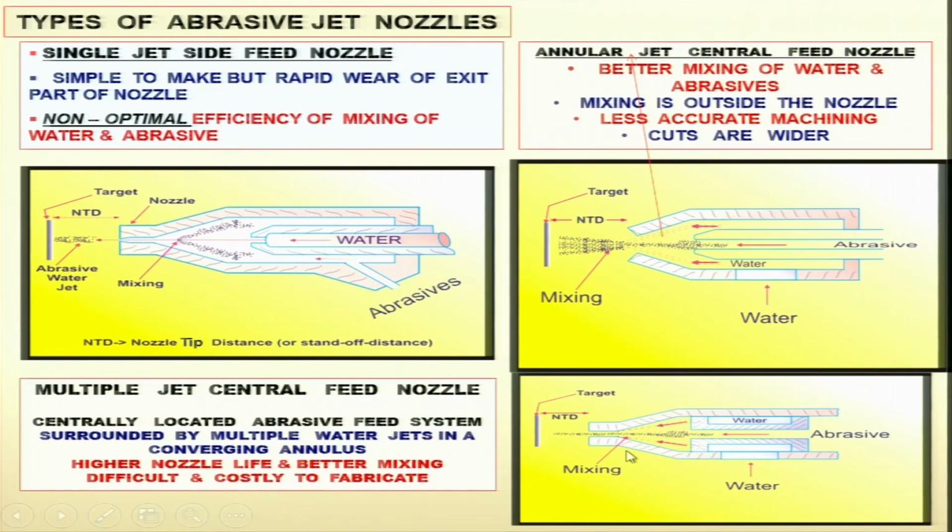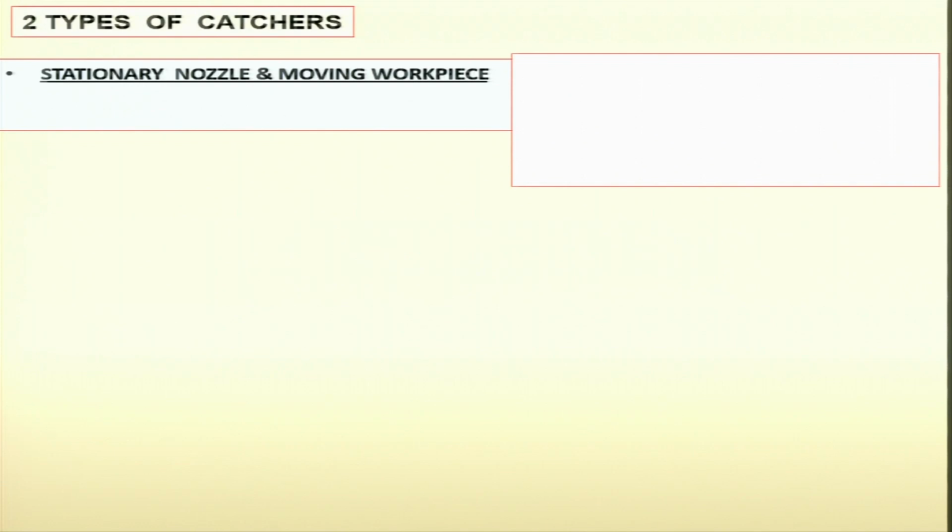Higher nozzle life and better mixing. Difficult and costly to fabricate. Here nozzle life is higher because they are mixing over here where you have enough space. Maybe other types also. These are the three types I have shown, but nozzles may be of other types also.